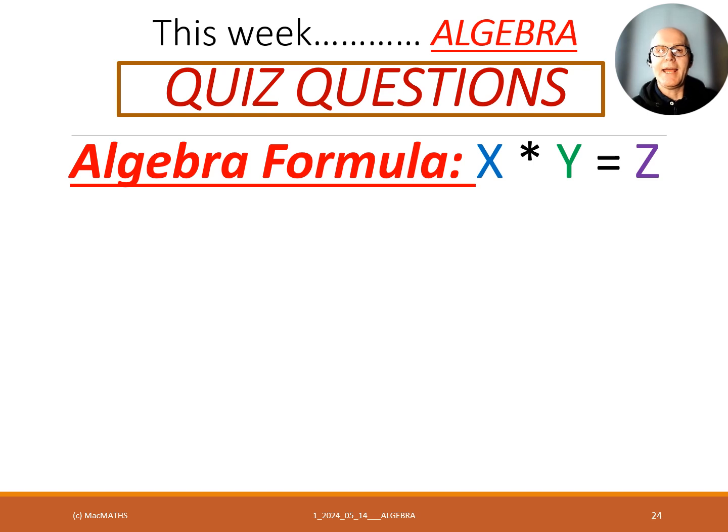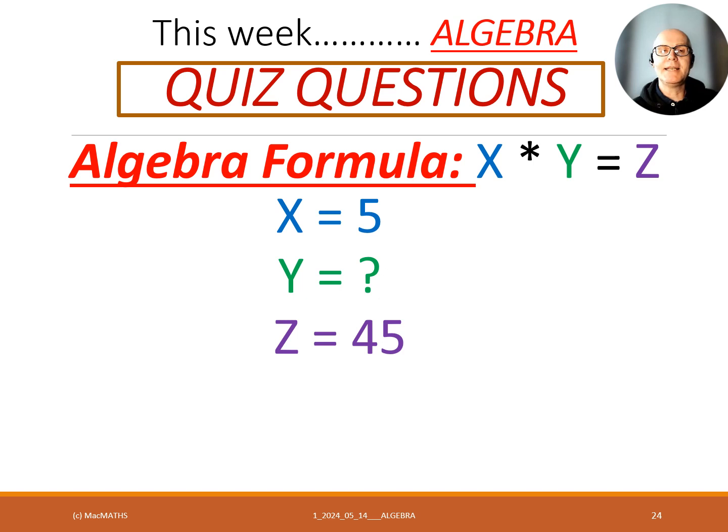Next question. X multiplied by Y equals Z. X times Y equals Z. Here are the values we do know. X equals 5, Y we're trying to find out, and Z equals 45. Substitute the numbers in that we do know. 5 times Y equals 45. So what number times 5 equals 45? Or you can think of, what is the result of 45 divided by 5?